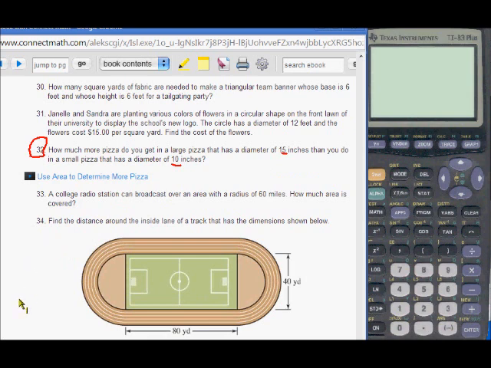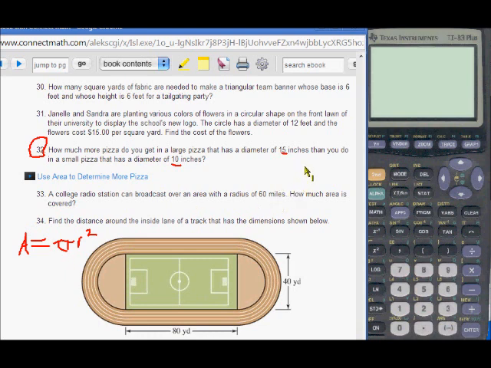So let's look at the formula. And area is going to equal pi, and that's pi right there. Sorry about that. R squared. Okay.